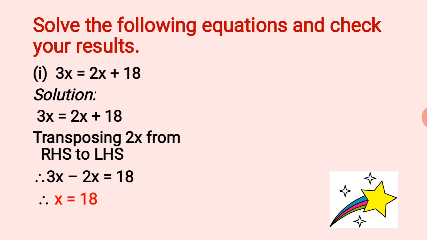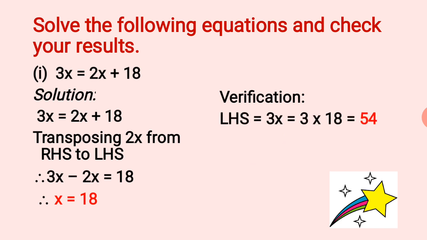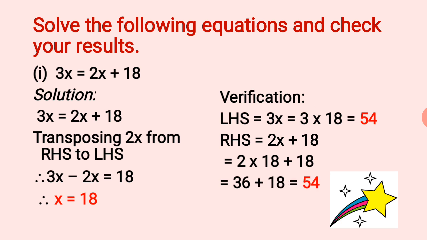Now children, you have already got the value, but you have to check. And how do we check? Yes, LHS separately, RHS separately. So verification will take LHS, substitute this value of x, that is 18 in LHS, get the answer. Here we are getting it as 54. Now solve for RHS. RHS, it is 2x plus 18. So substitute x as 18 and proceed further. So you get it as 54. And now we have verified that LHS and RHS, it is equal. So we will say our answer, that x equal to 18, it was correct.